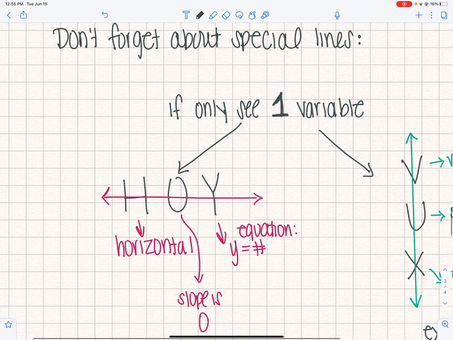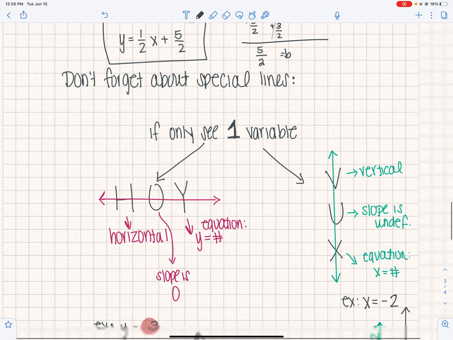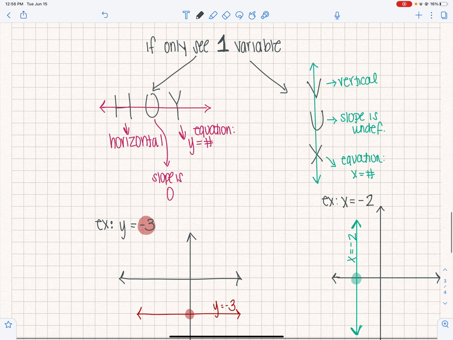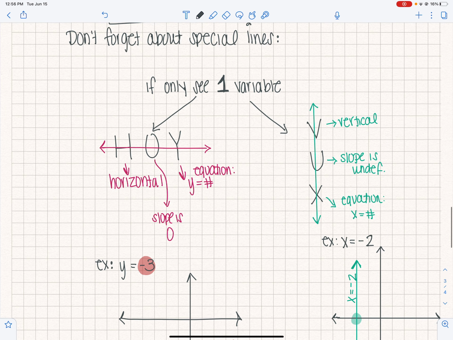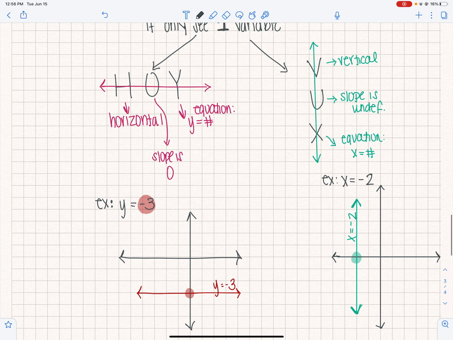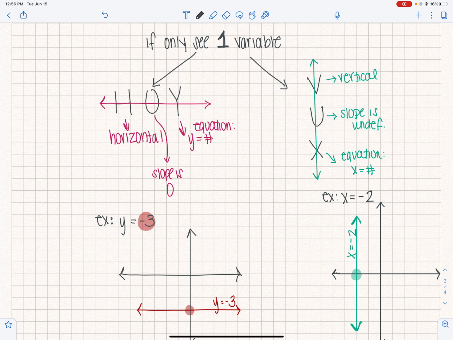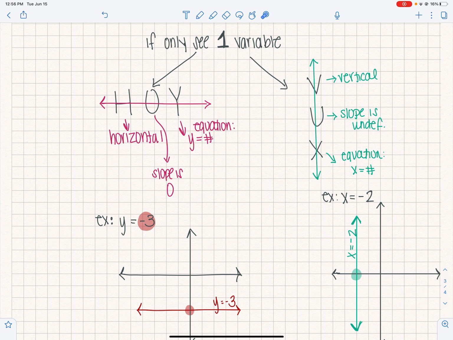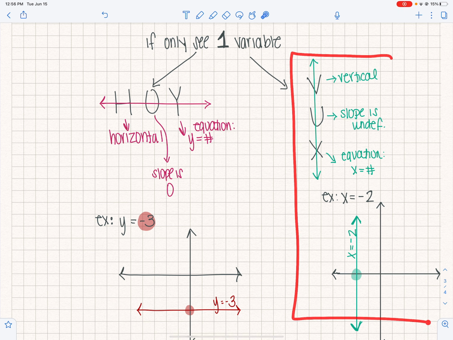The last thing is just don't forget about your special lines. And so here, I just wanted to take a second to remind you of your special lines. Special lines only will contain one variable. So you can see on the left, if your one variable is a y, it's going to be a horizontal line, versus if your one variable is an x, it is going to be a vertical line.